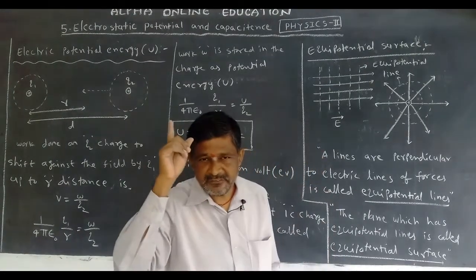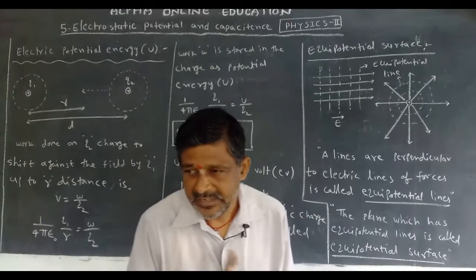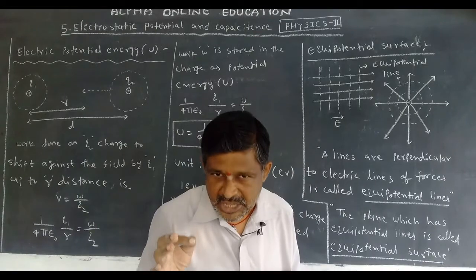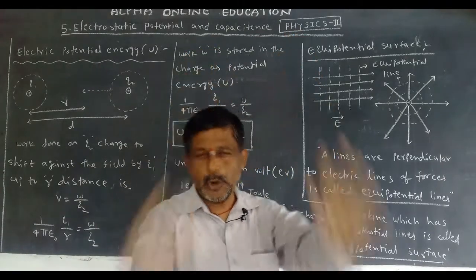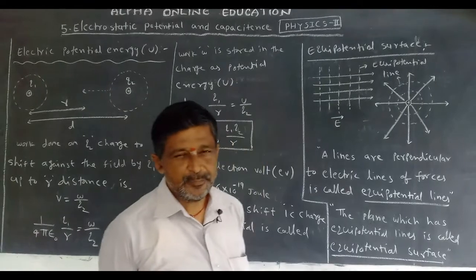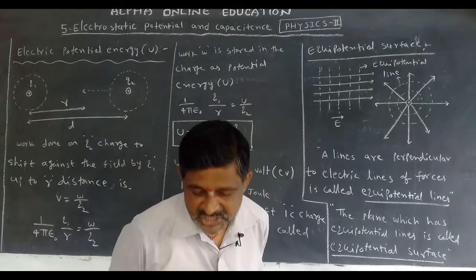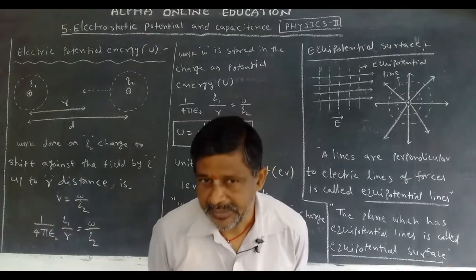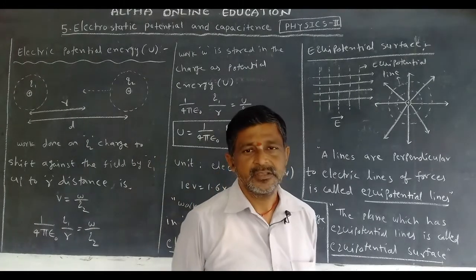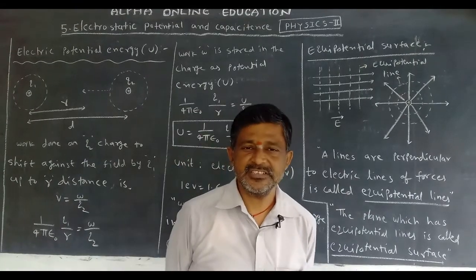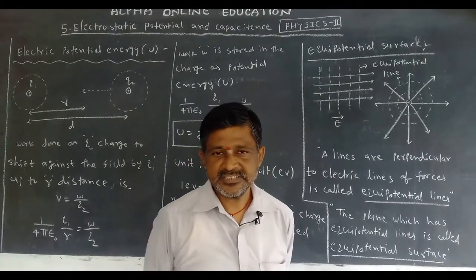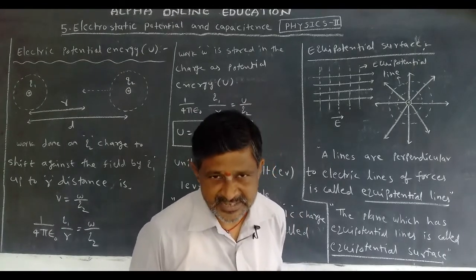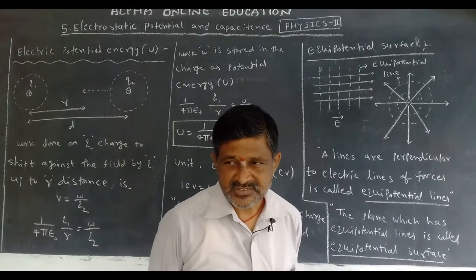Equipotential lines are always perpendicular to the electric lines of force. Why? This is also one more question. On the equipotential line, work is 0. On the equipotential lines, work is how much? 0. That's why equipotential lines are perpendicular to the electric lines of forces. At these lines, work is 0.